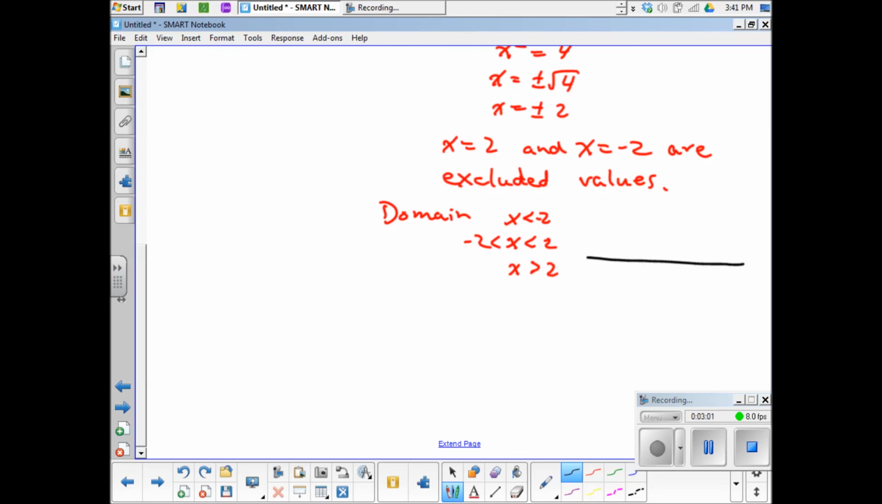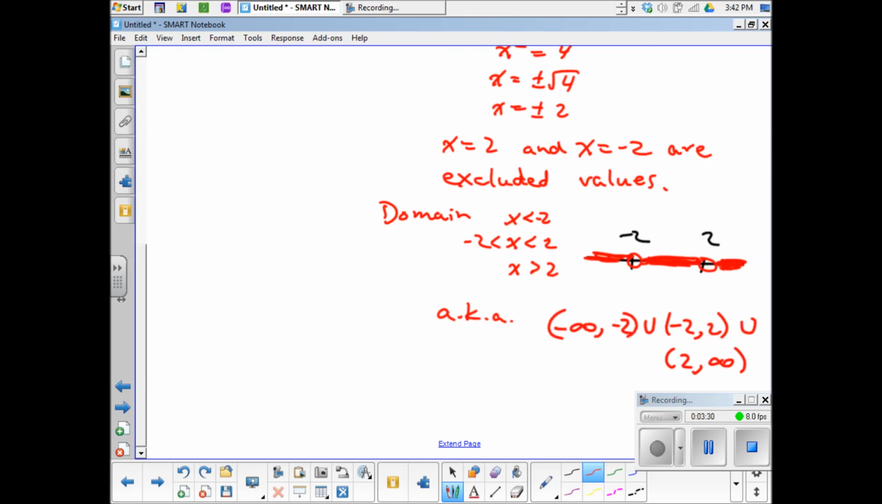Okay, so what's going on is these are the only 2 places on the number line where you're not allowed to be, but it is everywhere else defined. So 2 numbers for x that cannot be plugged in. Okay, in our new notation, we would write that as negative infinity all the way up to negative 2, between negative 2 and 2, and from 2 to infinity.